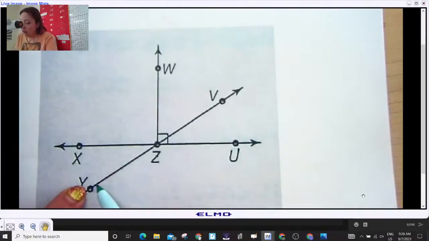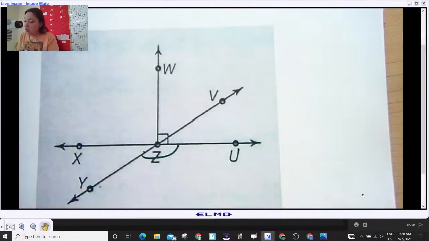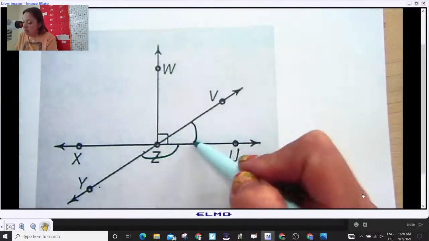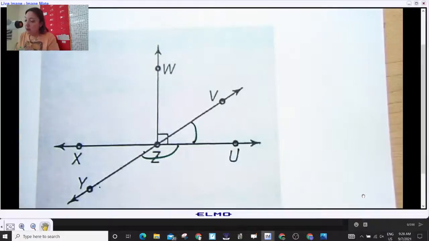YZU, this guy right here, and UZV, this guy right here, are supplementary. Yes. How? How do you know that, though, from the diagram?